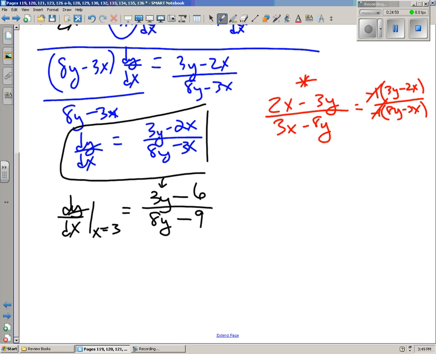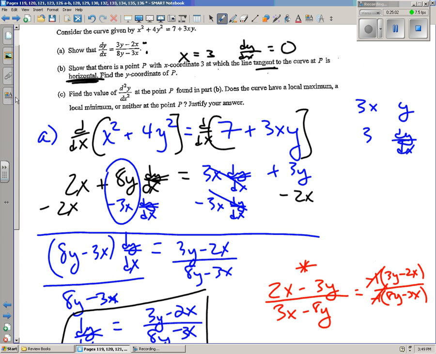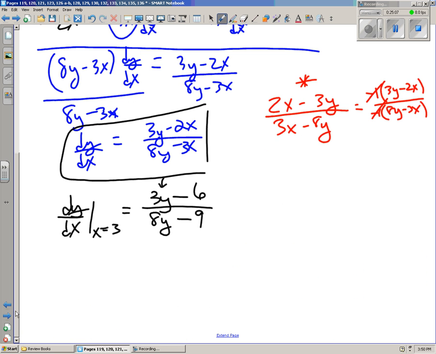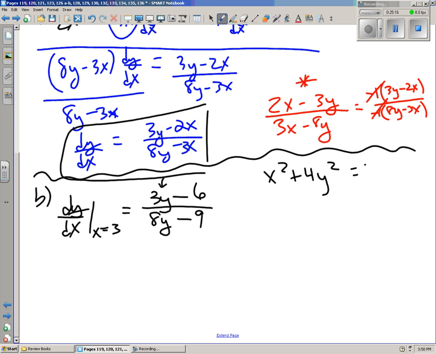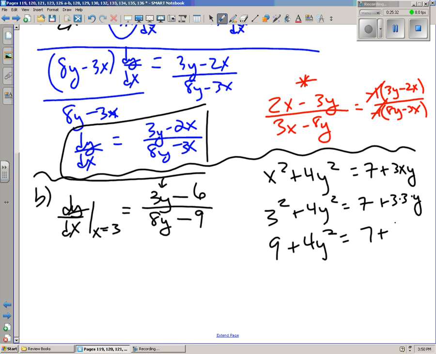Well, if they give me an x-coordinate and I want a y-coordinate, I need to go to my original curve's equation, which is x squared plus 4y squared equals 7 plus 3xy. I should say this is part B. And if x is 3, then we get 3 squared plus 4y squared equals 7 plus 3 times y. 3 squared is 9 plus 4y squared equals 7 plus 9y. Okay, this is quadratic, so I want to move all the terms over to one side here.